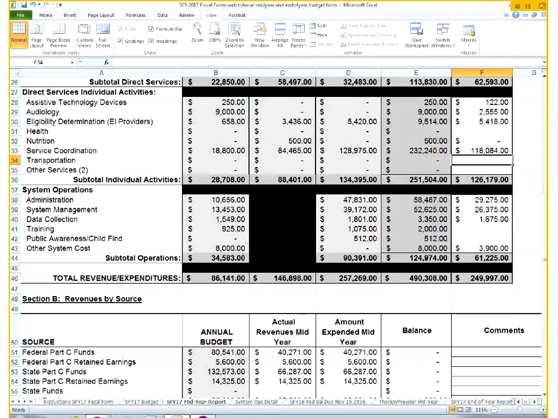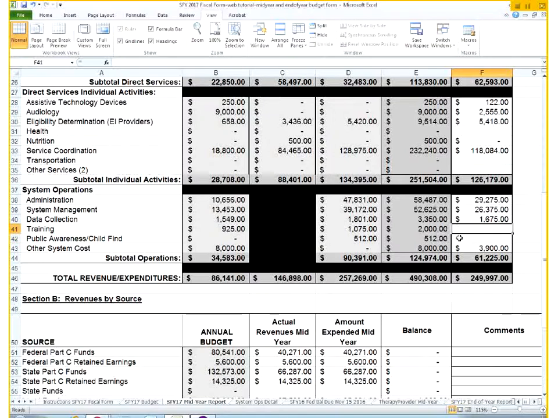Under systems operations, once again, you're going to pretty much do the same thing. You're going to note how much was actually expended in each of these areas. So as you can see, training, we haven't spent anything so far. Public awareness, we haven't spent anything so far, and that's fine. Remember, we're only midway through. We still have the rest of the fiscal year to go.